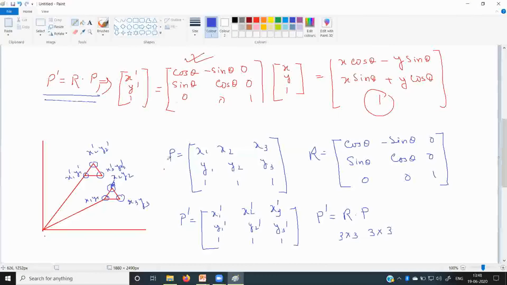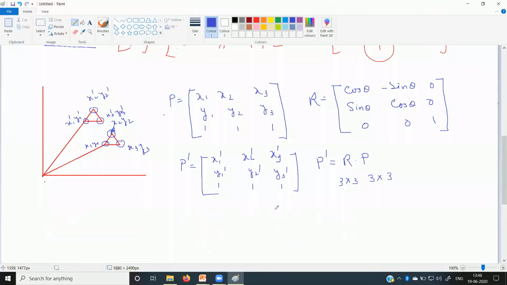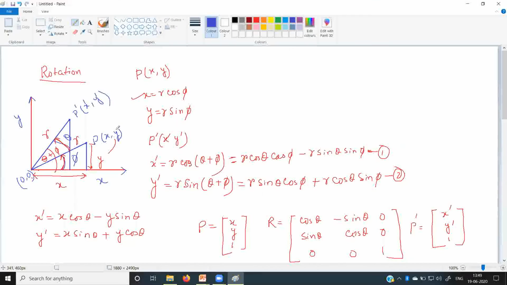So in this way, if I write the program of multiplication, if I know what is the angle of rotation, and if I know the points of the polygon, then by multiplying the rotation matrix with the points of the polygon, I can find out the new points P dashed. After getting the points P dashed, I can simply join them and draw the triangle in the new position. Okay, so that is all about the rotation.